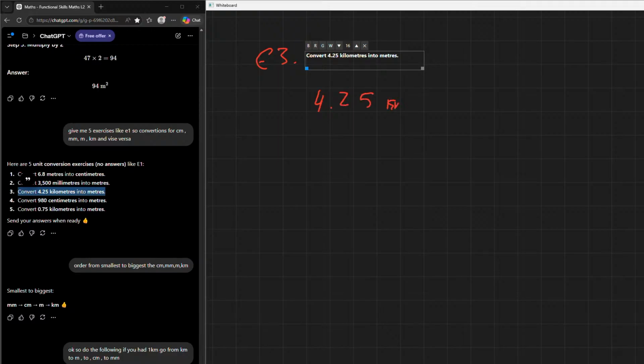4.25 kilometers to meters. So we multiply by 1,000. So this 4.25 takes 1 space, 2, 3. So if we add the 0 there, then it's 4,250 meters. Because we multiply by 1,000.